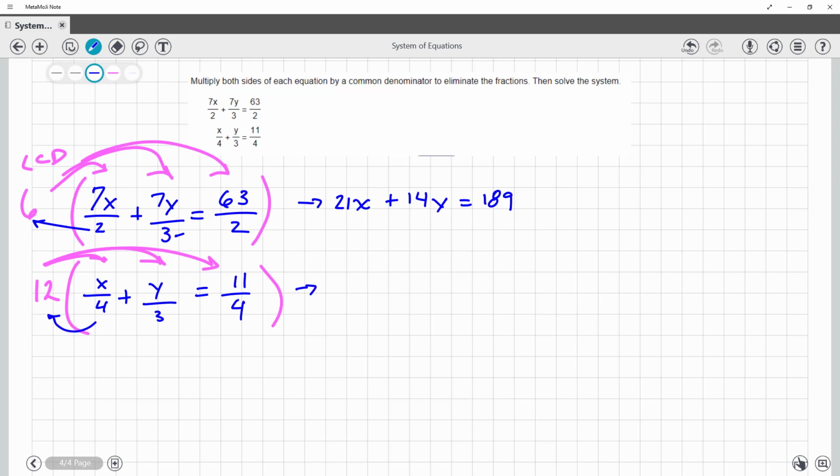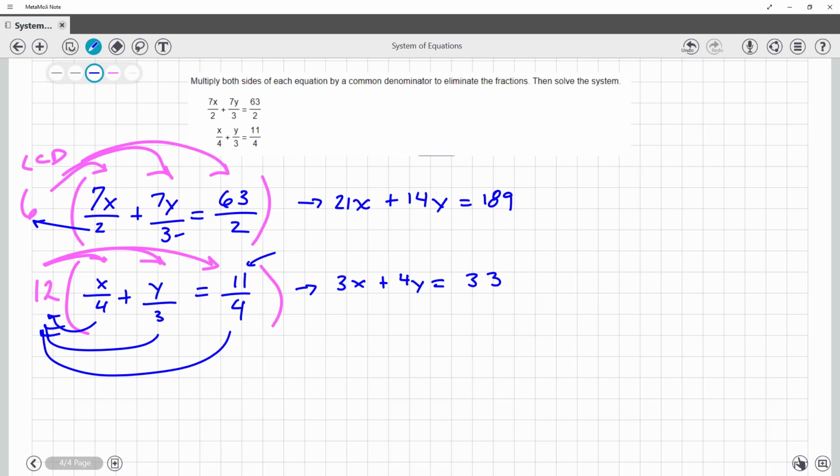Looks like 4 goes into 12 3 times, so I'd have 3x. 3 goes into 12 4 times, so 4y. 4 goes into 12 3 times. This one has a value. 3 times 11 is 33. Now I have my two equations here that I can try to solve.